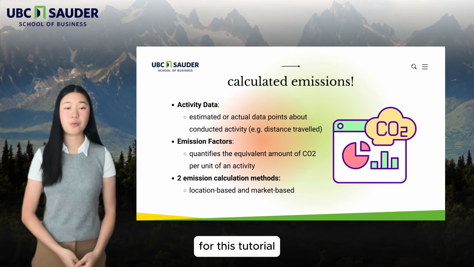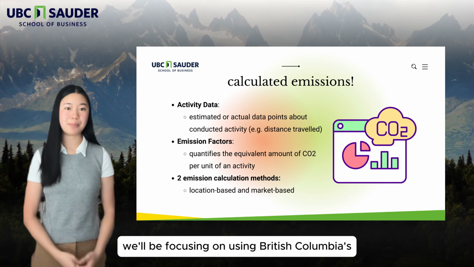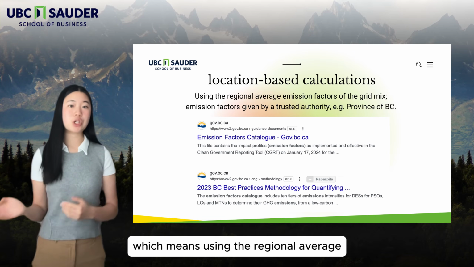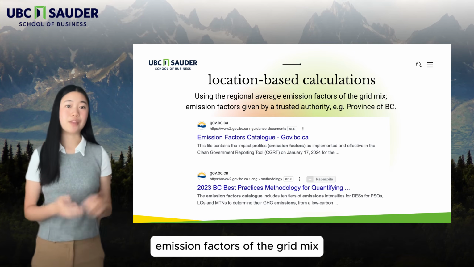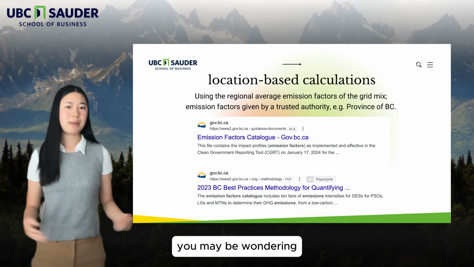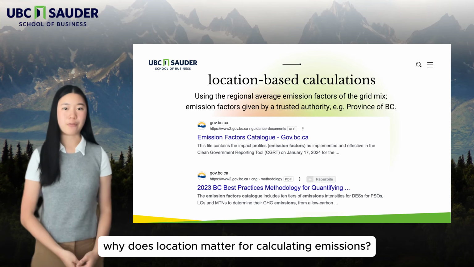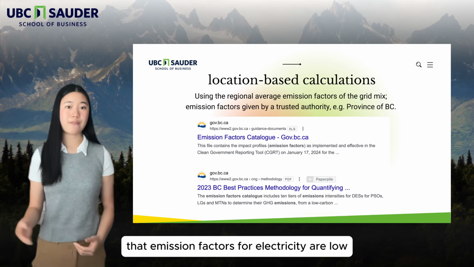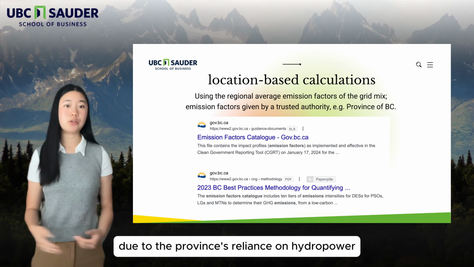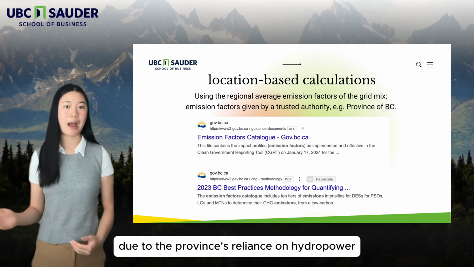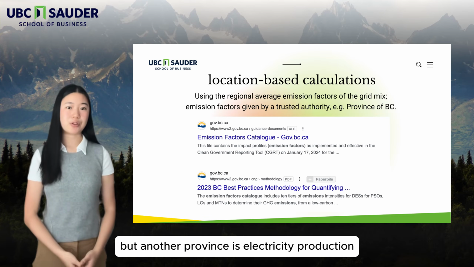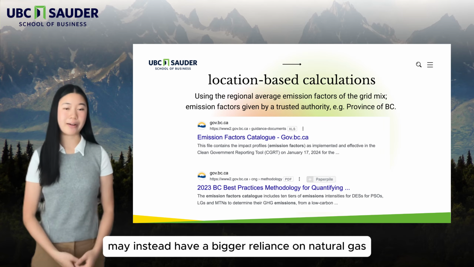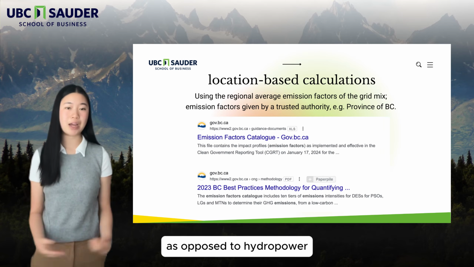For this tutorial, we'll be focusing on using British Columbia's emission factors based on location, which means using the regional average emission factors of the grid mix. You may be wondering, why does location matter for calculating emissions? Well, in BC, for instance, the emission factors for electricity are low due to the province's reliance on hydropower, but another province's electricity production, like Alberta, may instead have a bigger reliance on natural gas as opposed to hydropower.